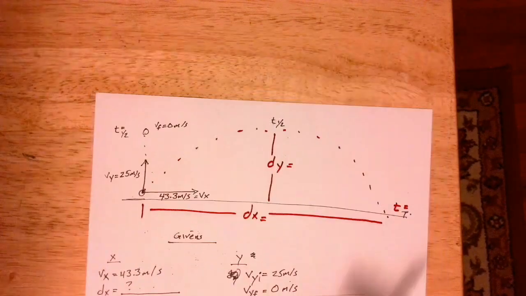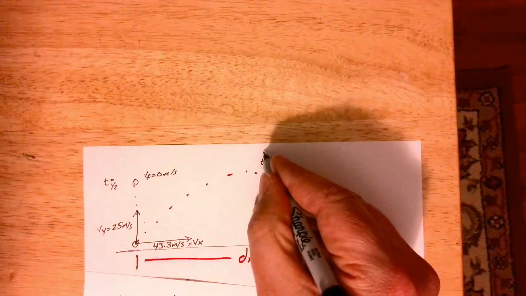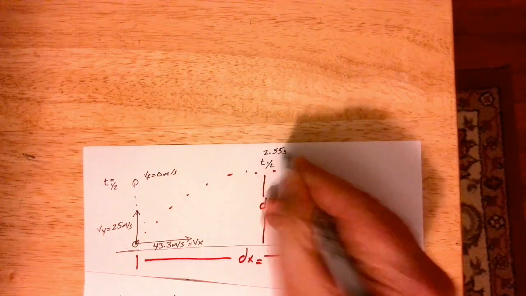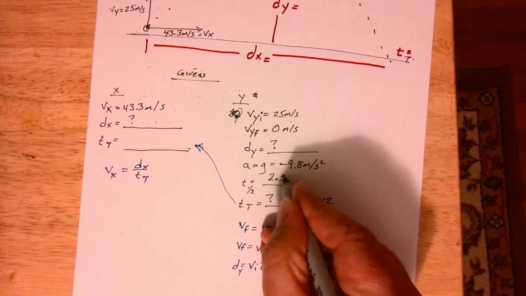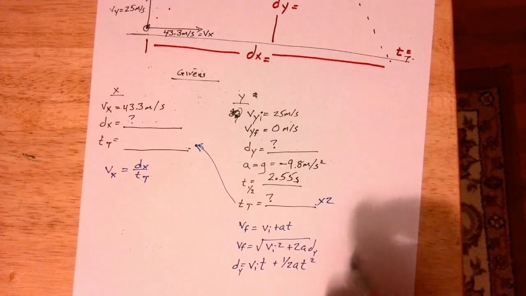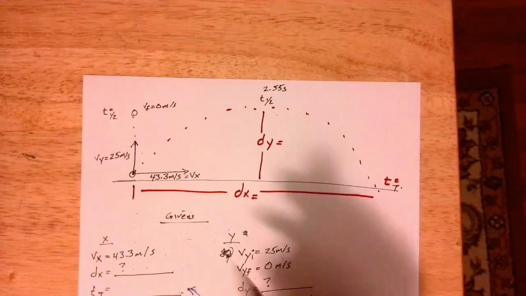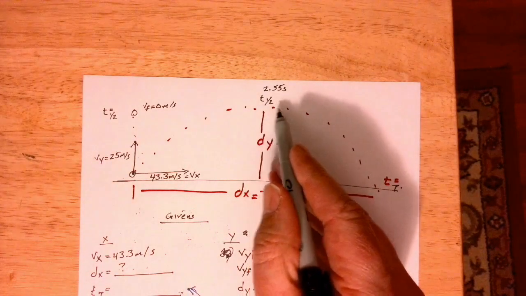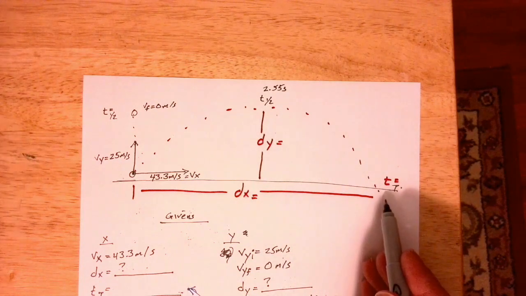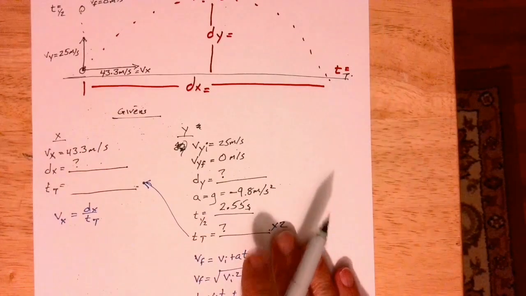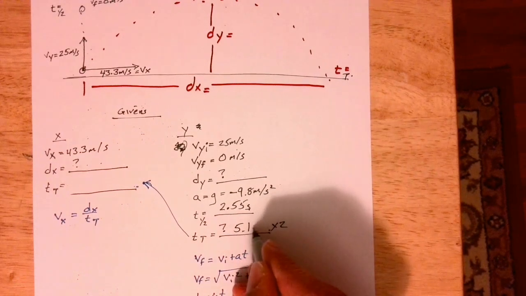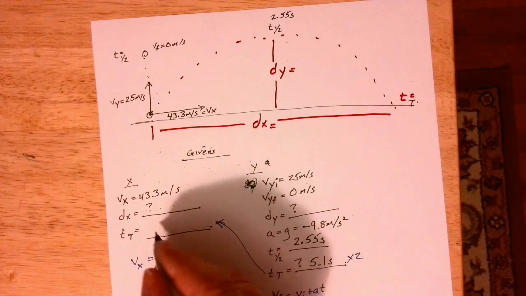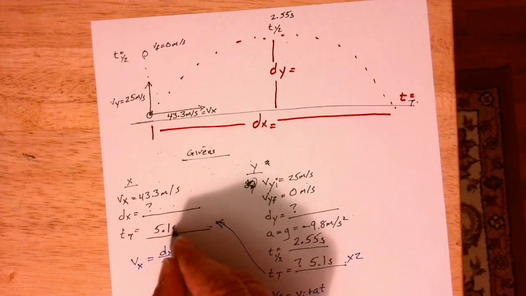So that is the time when we reach this point up here, 2.55 seconds. So in the problem, the time will be 2.55 seconds. Now the total time, because it takes 2.55 seconds to reach the highest point, and another 2.55 seconds to come back down, I need to double that time. 2.55 multiplied by 2 gives a time of 5.1 seconds. And that is the time also over here, 5.1 seconds.